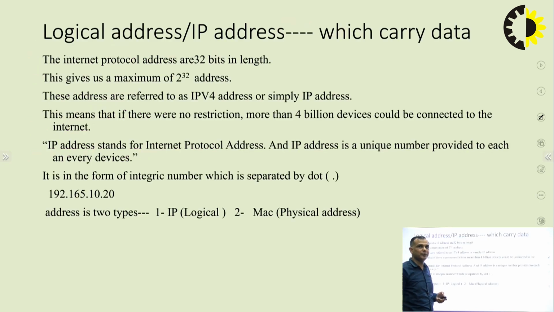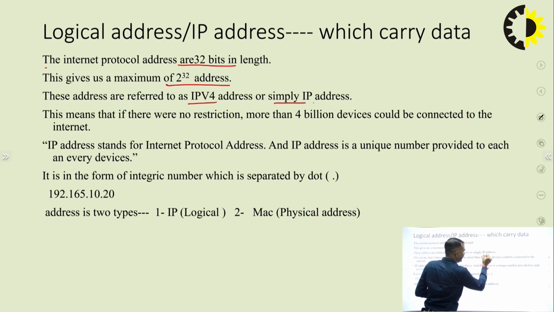Firstly, we discuss what a logical address and an IP address are. The Internet Protocol address is 32 bits in length. Whatever we use to carry data, that is 32 bits in length, and it gives a maximum of 2 to the power 32 addresses. Since it is 32 bits long, it can provide 2 to the power 32 addresses, and these addresses are referred to as IP version 4, or simply IP addresses.